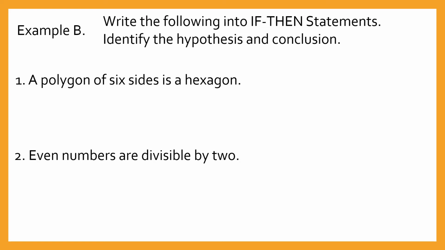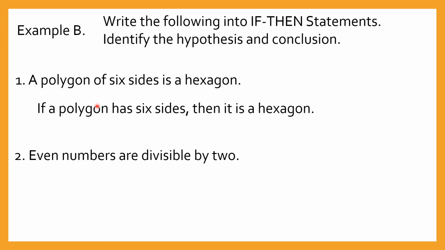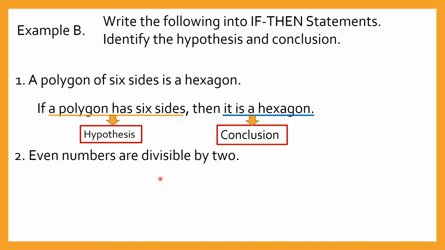Now, there are some examples of conditional statements that are not written in the if-then form. But still, you can identify the hypothesis and the conclusion, and you can rewrite them as if-then statements. So here are examples. A polygon of 6 sides is a hexagon. Of course, the hypothesis is a polygon of 6 sides. Your conclusion then will be that it is a hexagon. So now you can rewrite that as an if-then statement: if a polygon has 6 sides, then it is a hexagon. That's the hypothesis, and this is the conclusion.